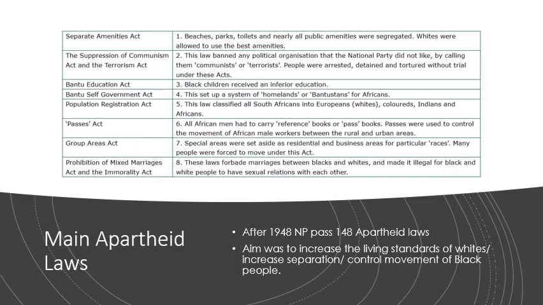The main apartheid laws during apartheid were the Separate Amenities Act, the Suppression of Communism Act, the Bantu Education Act, the Bantu Self-Government Act, the Population Registration Act, the Pass Act, the Group Areas Act, the Prohibition of Mixed Marriages Act and the Immorality Act. In total, the National Party passed 148 apartheid laws.